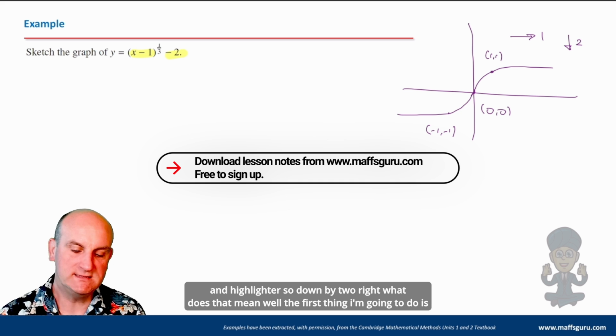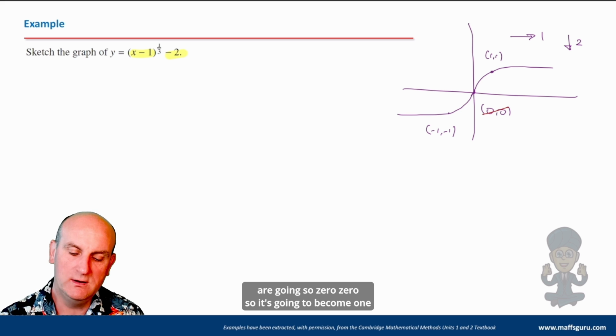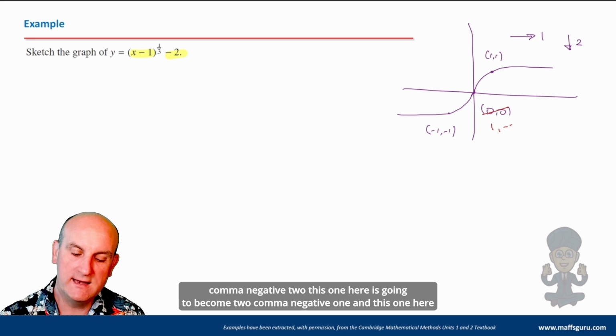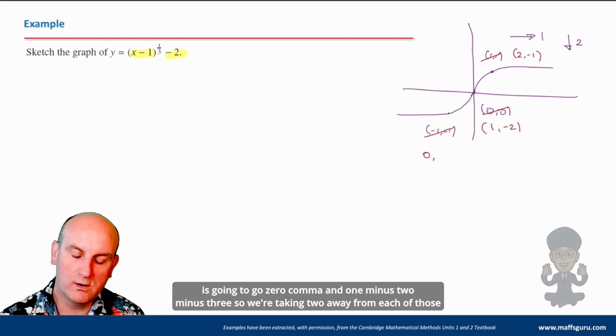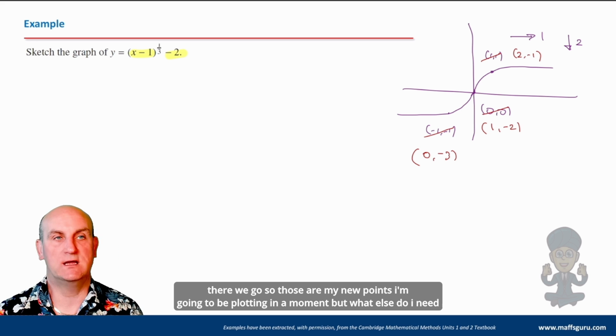What does that mean? Well, the first thing I'm going to do is work out where all my new points are going. So (0, 0) is going to become (1, -2). This one here is going to become (2, -1). And this one here, (0, 1, -2, -3)... so we're taking 2 away from each of those. And there we go. So those are my new points I'm going to be plotting in a moment.